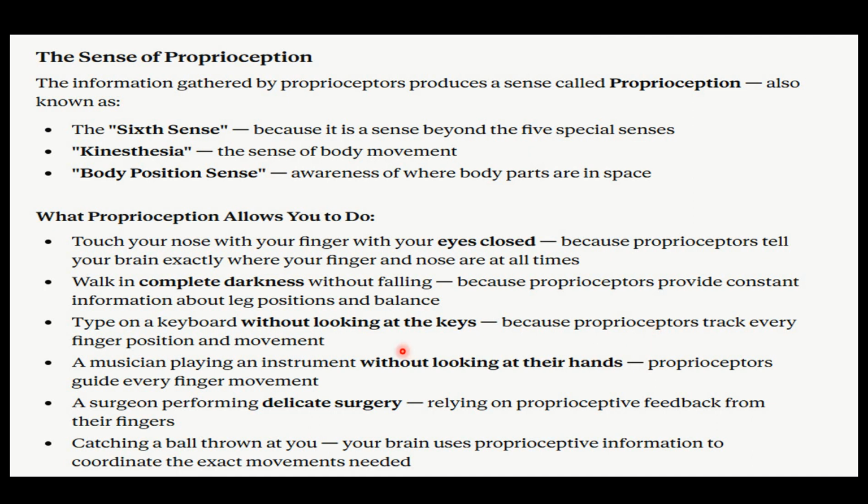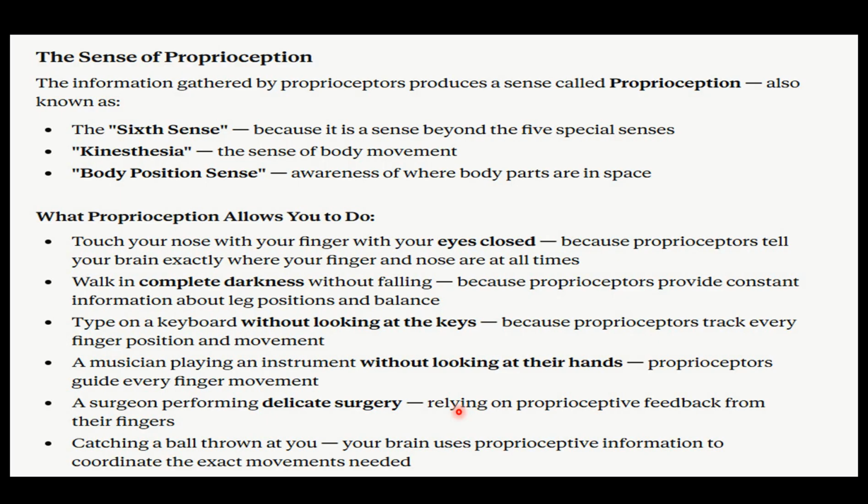Similarly, we can see a musician, right? A musician plays a piano, keyboard, right? How do they do all these things? Because they have practiced a lot, their brain knows where the keyboard is, where the key is, and it is all happening because of the proprioceptors. Similarly, a surgeon performs delicate surgery relying on proprioceptive feedback from their fingers.